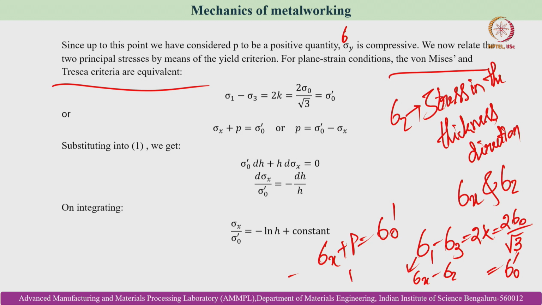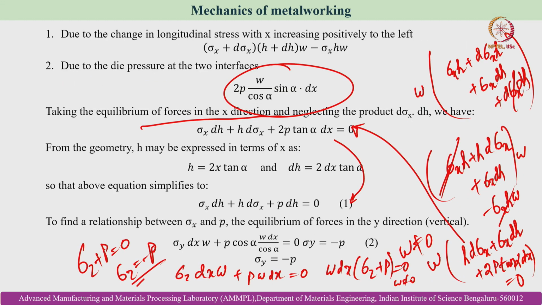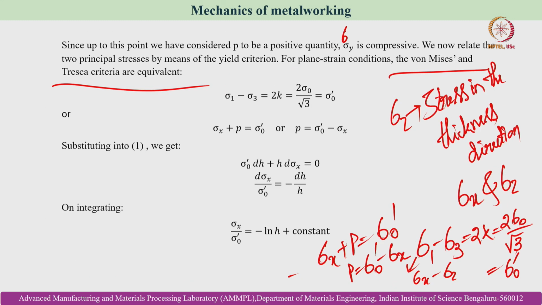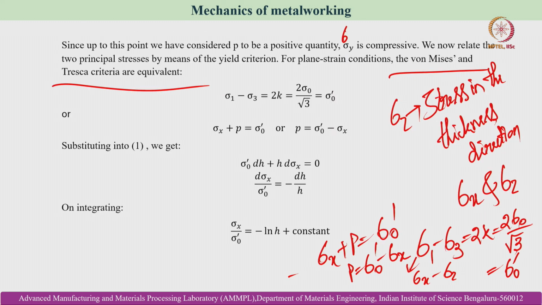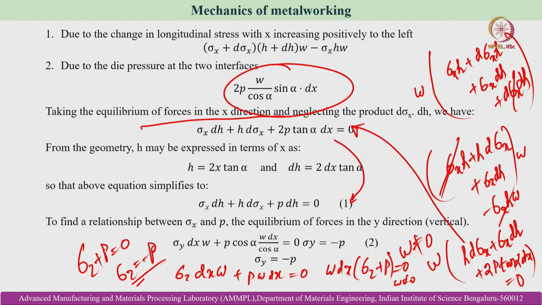So, that means we can evaluate the applied pressure P from here, which is sigma 0 prime minus sigma x. Okay. So, substituting that into equation 1, we can arrive at this expression. So, P is equal to sigma 0 prime minus sigma x.